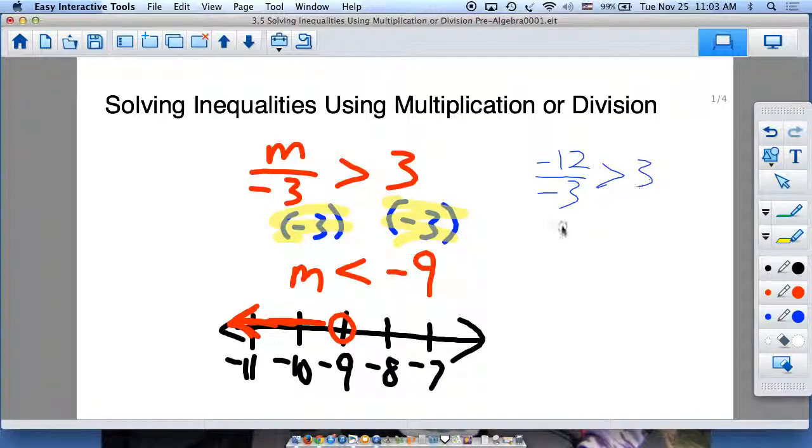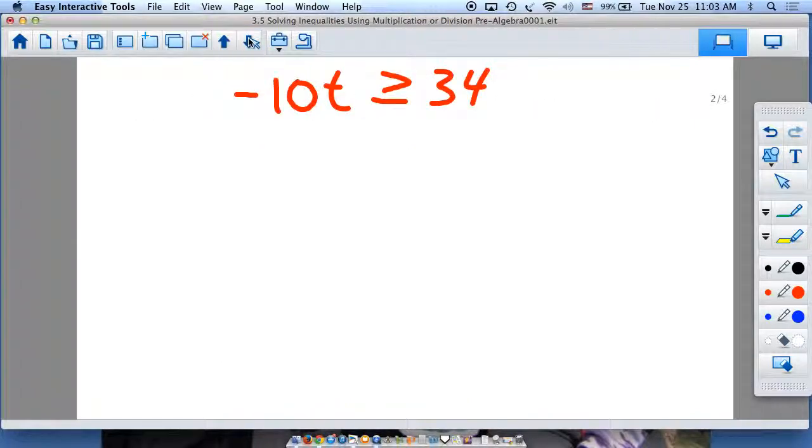So I insert -12 in for m, and we're going to see if our inequality is true. -12 divided by -3 is a +4. Is 4 greater than 3? Yes. If we had not flipped that sign, this inequality would not be true. So always remember, when multiplying or dividing by a negative in an inequality, we must reverse the sign anytime that happens.